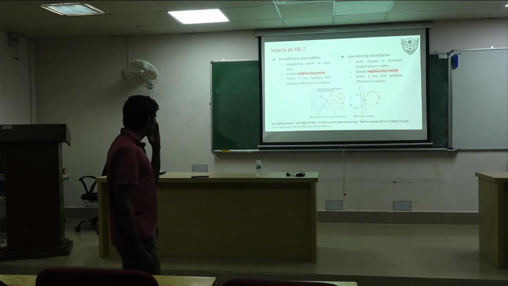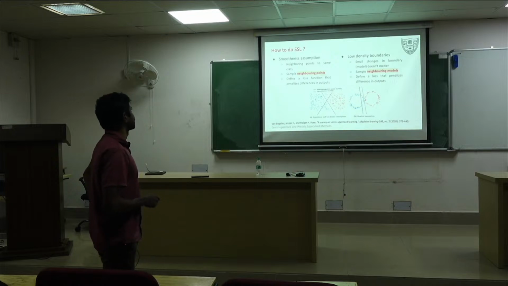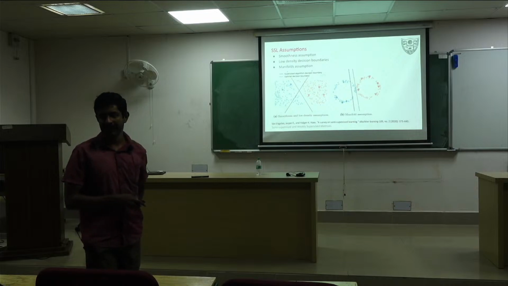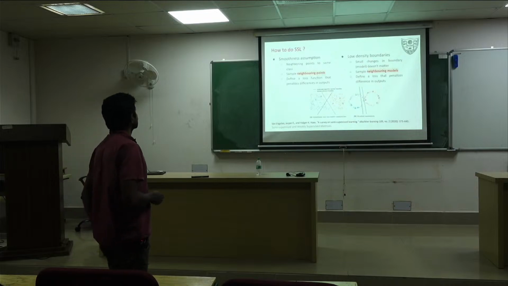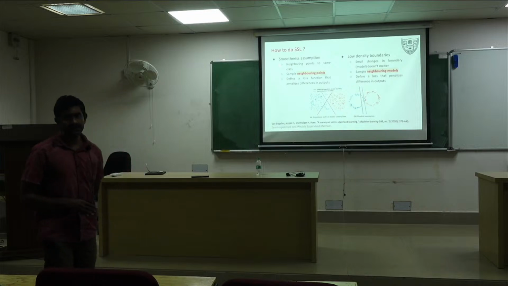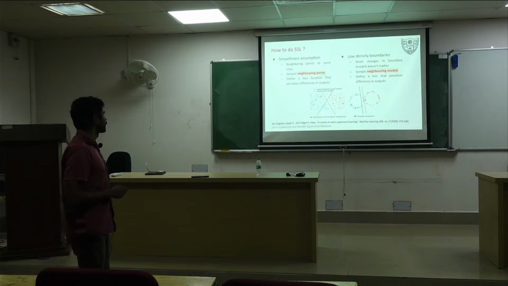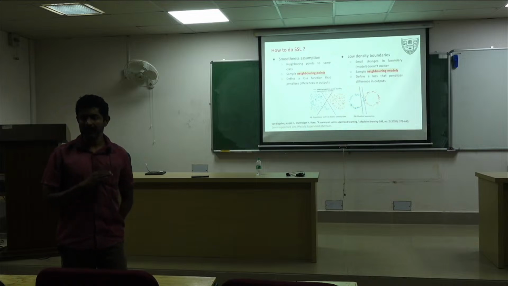So, how do we do the smoothness assumption? Those are the 2 things we said we will do: smoothness assumption and low density assumption. Okay. So, how do we do SSL in practice? This is from the standpoint of a neural network now. How do we incorporate the smoothness assumption? You have a lot of points. Now, the smoothness assumption says that the neighboring points will belong to the same class.